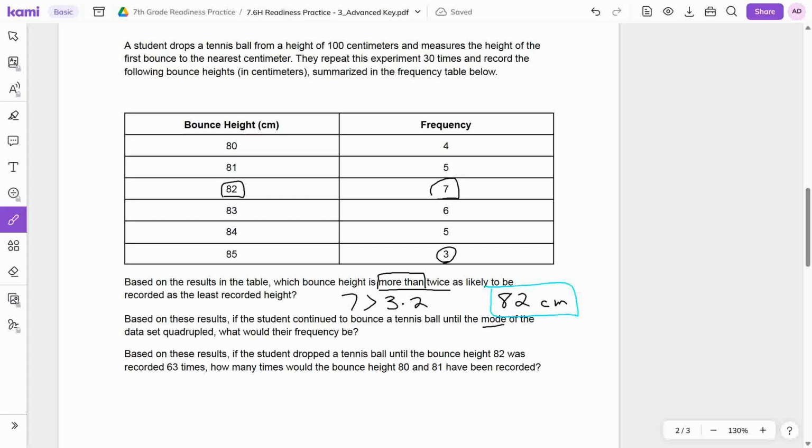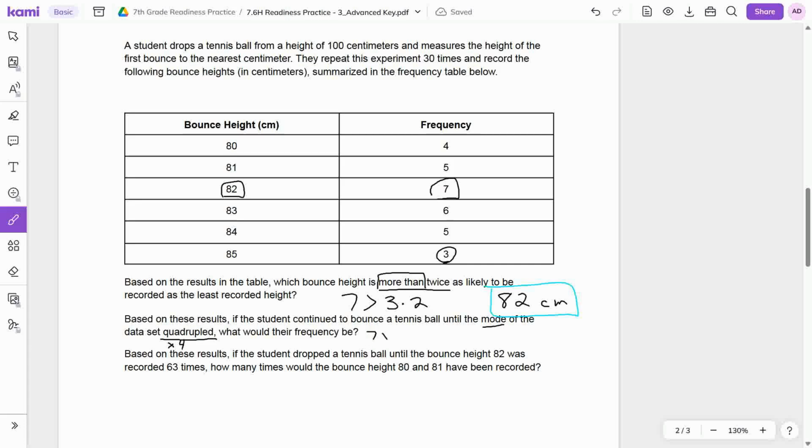If it quadrupled, what would their frequency be? All right, so there's two words that they don't define that we just have to know. What does the mode mean? That's the most recorded. What does quadrupled mean? That means multiplied by 4. So it's really just 7 times 4, but we have to know some vocabulary. Mode means most recorded. Quadrupled means multiplied by 4.